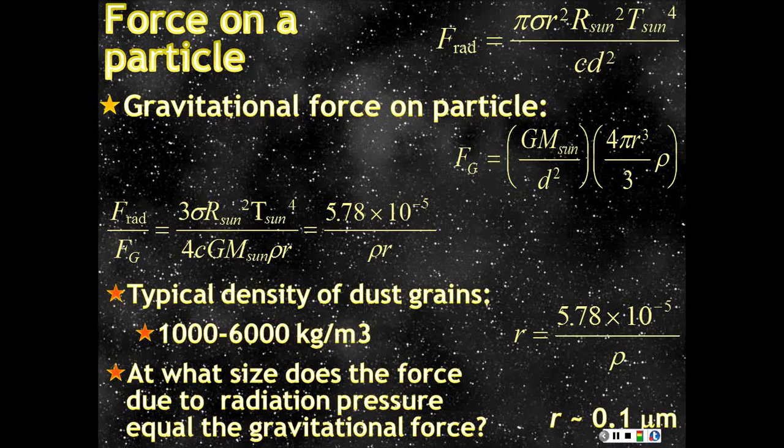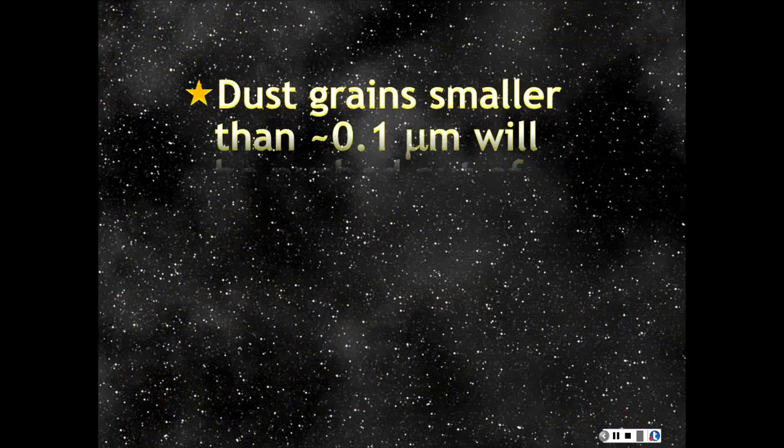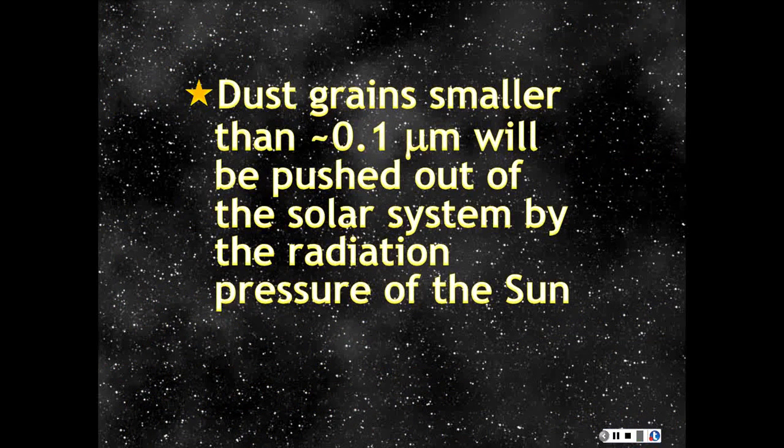So for grains smaller than a micron, the radiation pressure pushes more effectively than gravity holds it in. So all grains smaller than this size, and remember this is density dependent, so some bigger ones will get pushed out. They will achieve escape velocity by being accelerated by the photons. So that's got rid of the very small grains, but what about bigger grains?